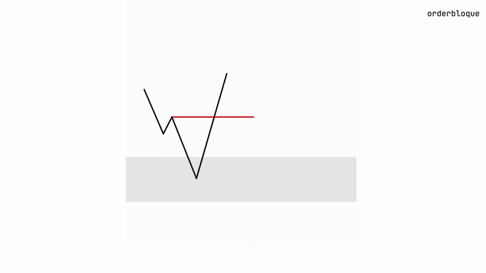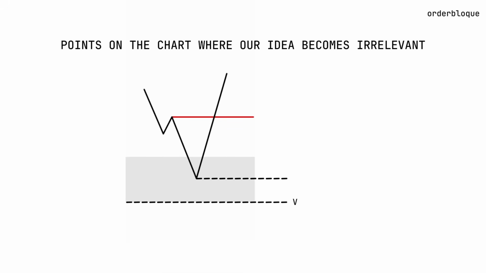As for the invalidation of an idea, these are the points on the chart where, if the price reaches them, our initial idea becomes irrelevant and loses its validity. This is an important aspect because in such cases, we either need to reassess our expectations or look for new opportunities. We'll discuss this in more detail later.